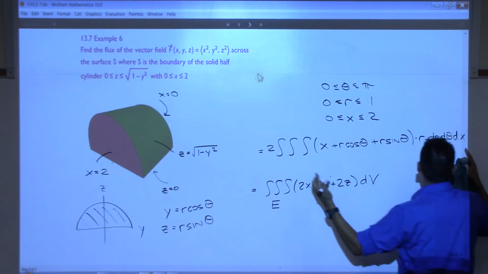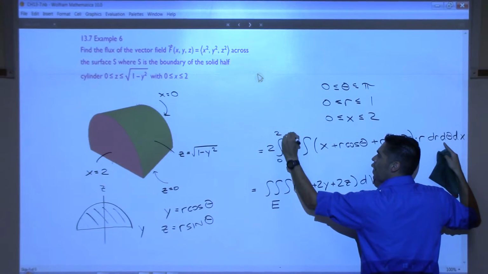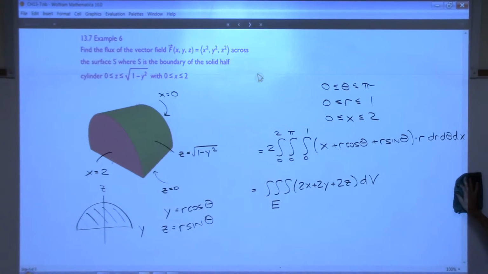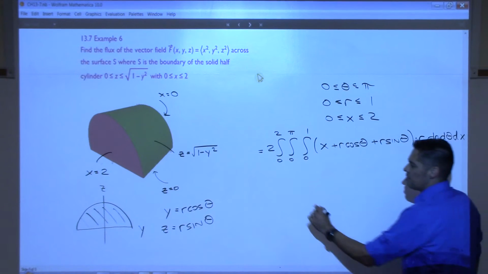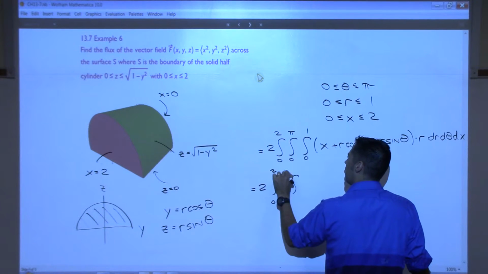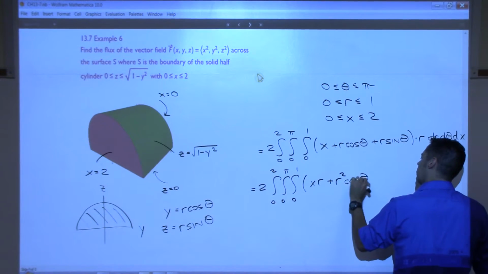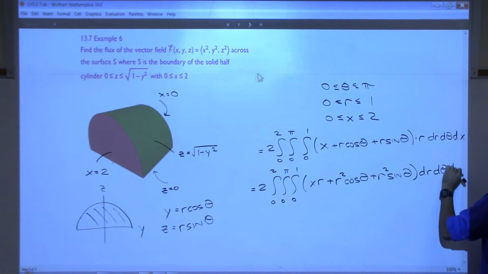And then I'll put my limits. I'll start from the outside in. x goes from 0 to 2. Theta goes from 0 to pi. And r goes from 0 to 1. Good? I'm going to take this all the way. This is equal to 2 times the triple integral 0 to 2, 0 to pi, 0 to 1 of xr plus r squared cosine theta plus r squared sine theta dr d theta dx. So I just distributed the r through. And now I'm going to integrate everything with respect to r.